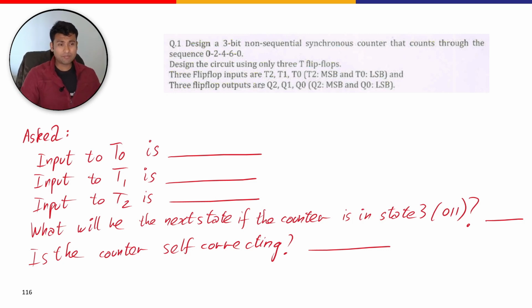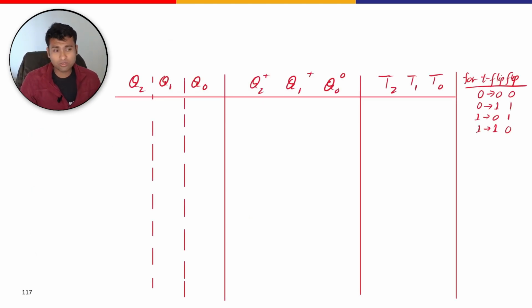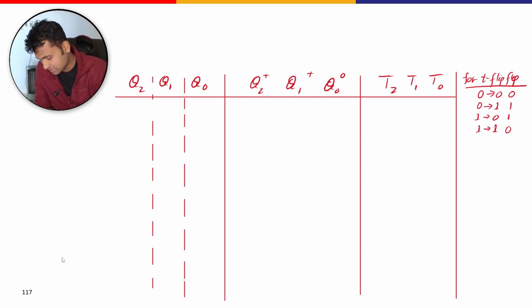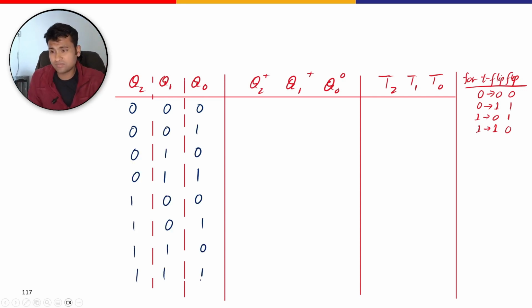So the first thing in attempting any sequential problem is to figure out this. Here I've drawn the template of how we have to fill this table. So let's start doing it. What we are aware of are the states here, 0, 0, 0. These are all the possible states using the 3-bit counter.